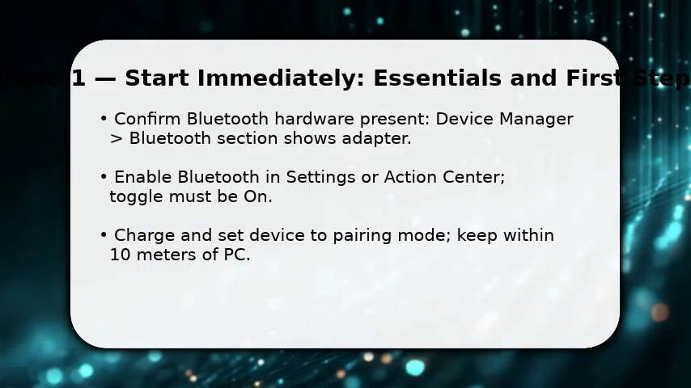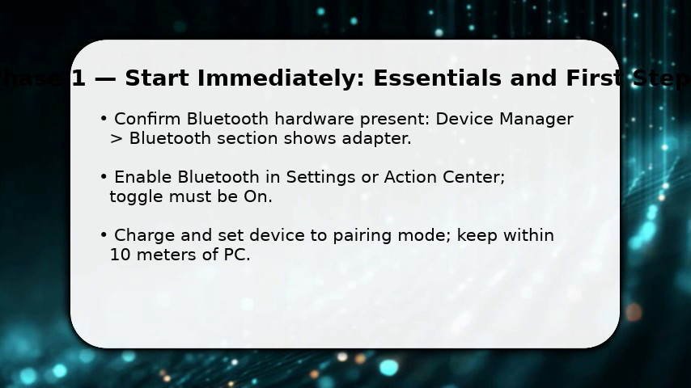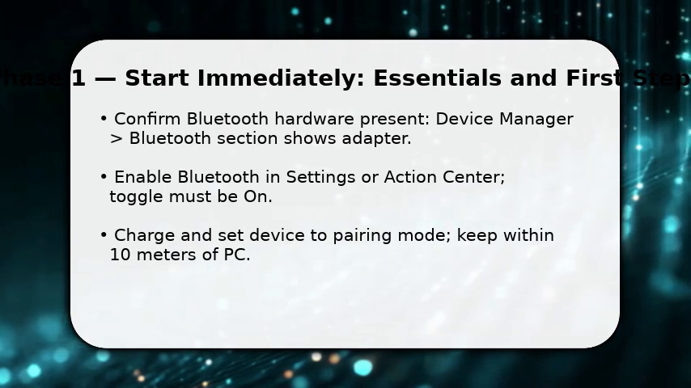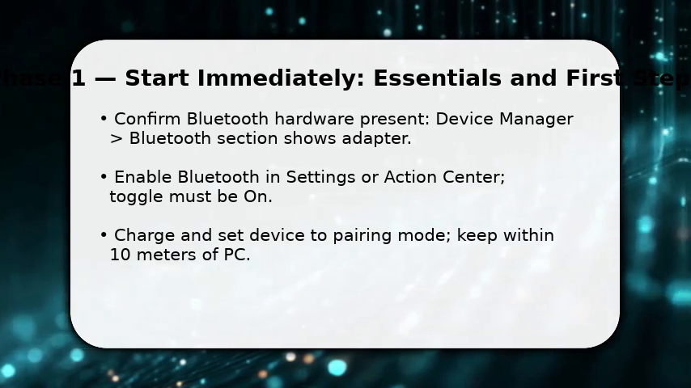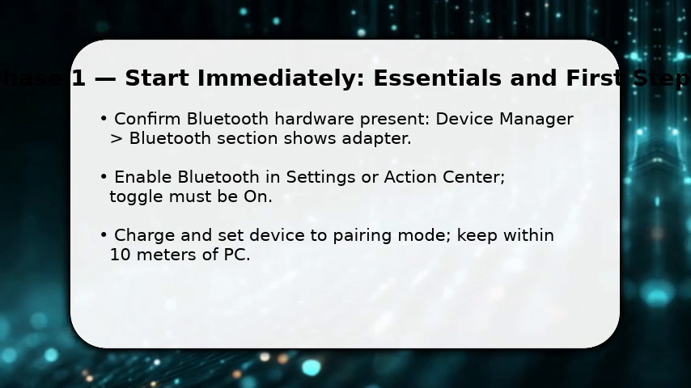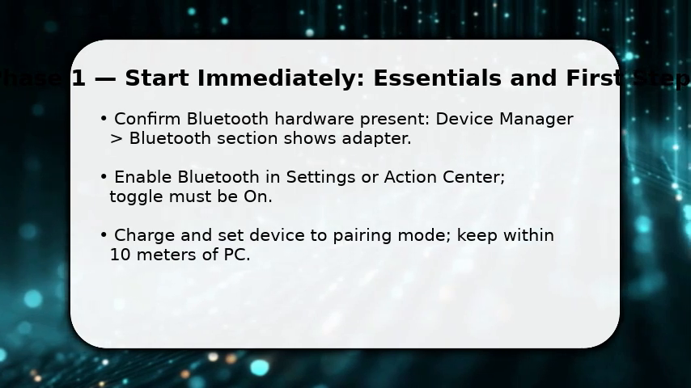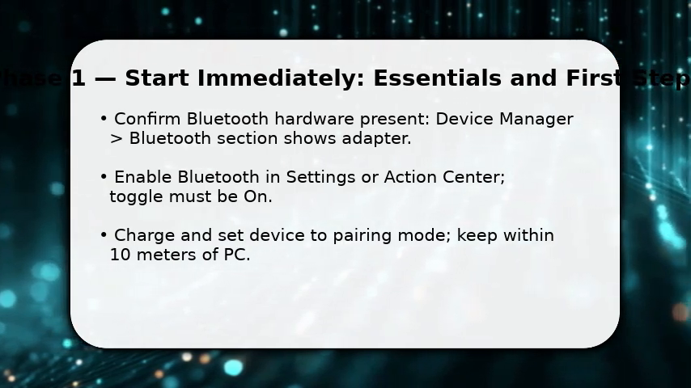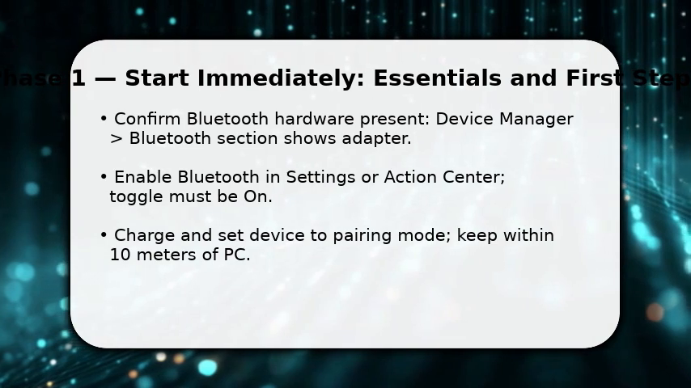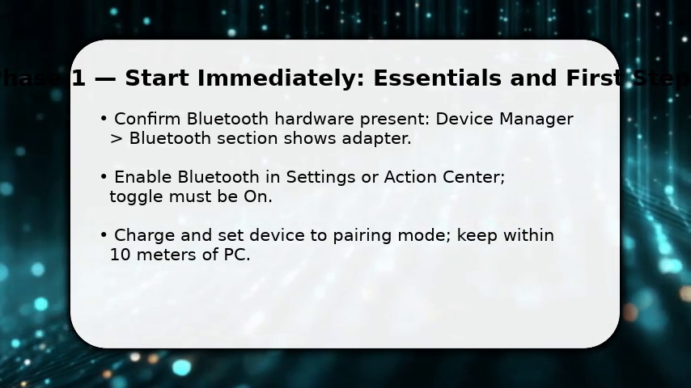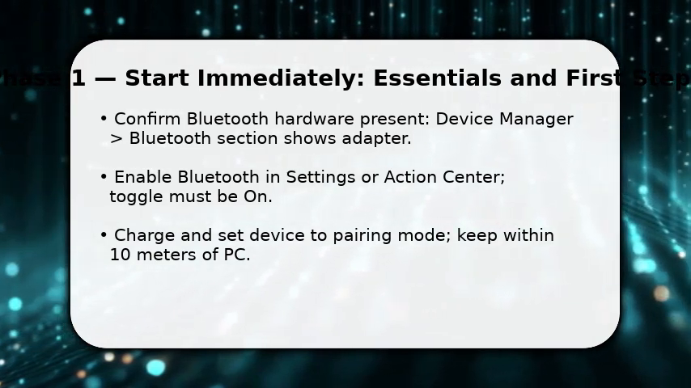You'll start by verifying hardware and enabling the radio. Open Device Manager to confirm an adapter exists. If it's missing, the driver is the issue. Once done, turn Bluetooth on in Settings or the Action Center so Windows can scan. Make sure the peripheral is charged and in pairing mode and stay within about 10 meters. This reduces interference and speeds discovery.